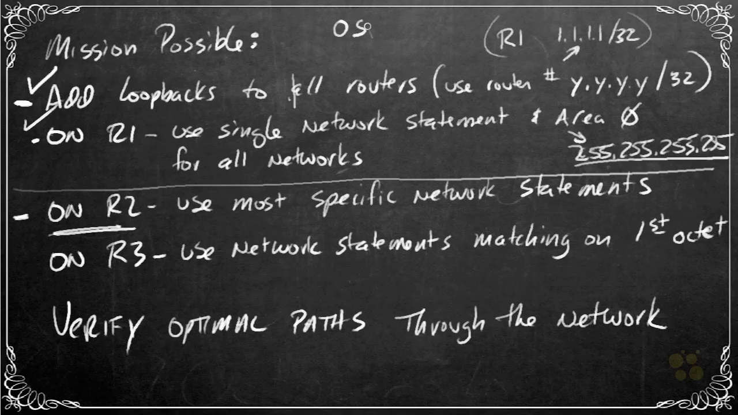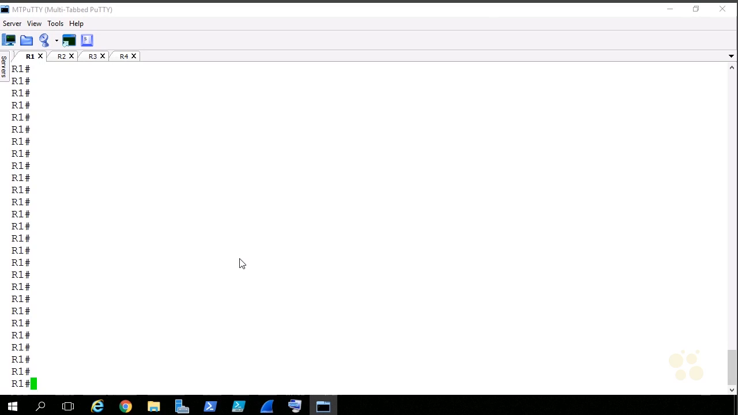So in this lab, we're focusing on OSPF, and we're going to put all of our networks into area 0. And here on R2, they're saying use the most specific network statements to do so on R2. So let's go to R2 and let's give it a shot. All right, so our task is to go on R2 and enable OSPF, but use the most specific network statements that we can for its interfaces. So let's start off with this.